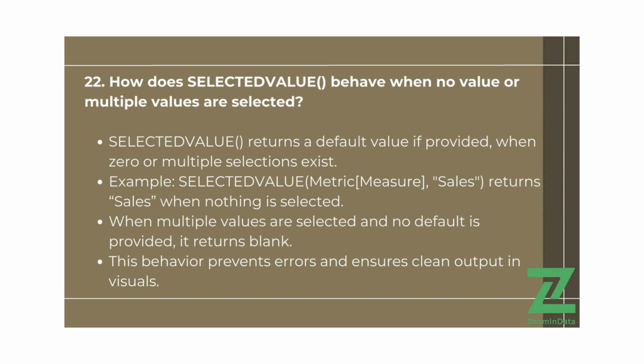The function SELECTEDVALUE of Metric[Measure], with a default of Sales, will return the selected value when the user makes a choice. But if nothing is selected, it automatically returns the default value, which in this case is Sales. This makes SELECTEDVALUE very useful for creating dynamic measures and ensuring the report always behaves predictably.